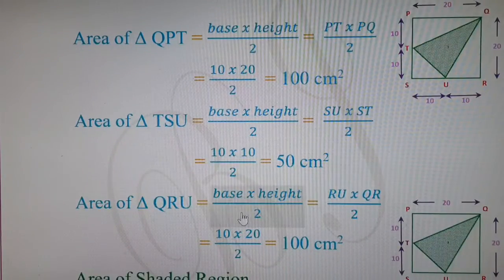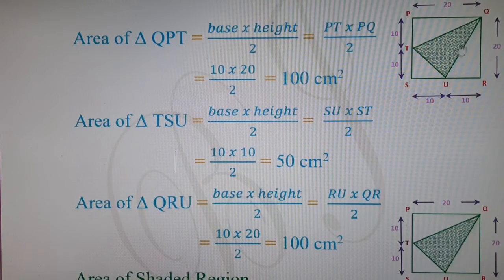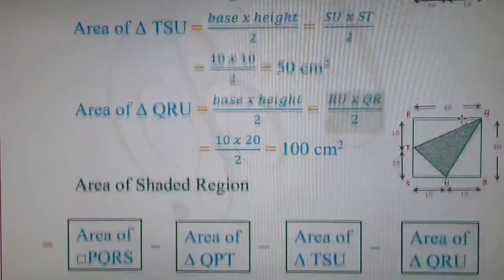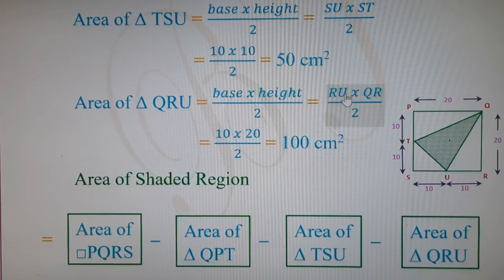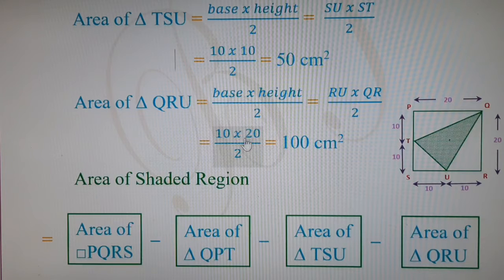Now we will find the third triangle, that is triangle QRU. To find the area of this triangle we have to use the formula base into height upon 2. That means base is RU and height is QR. Base is RU, that is 10 centimeters, and height is QR, that is 20 centimeters. So we'll substitute the value of RU, that is the base, as 10 centimeters, and the height QR as 20 centimeters. So we have to multiply 10 into 20 upon 2.